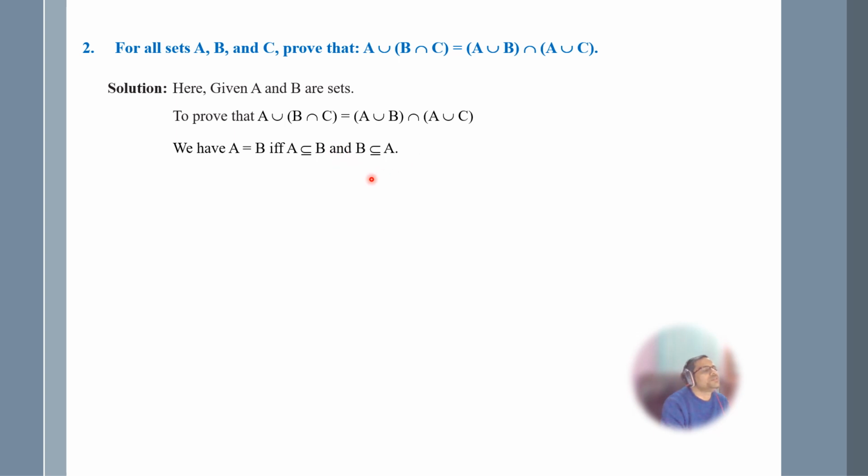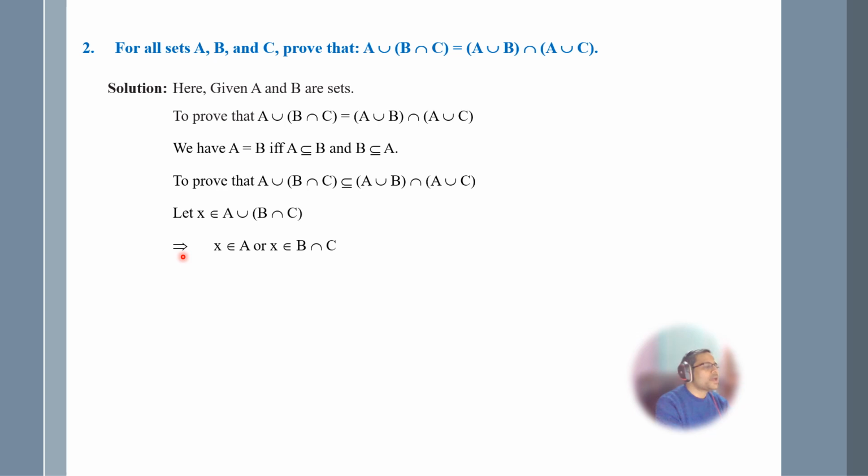of B and B is a subset of A. Or if two sets are subsets of each other, or one is a subset of the other and the other is also a subset of the one, then we can say that they are equal to each other. So using this axiom, for that, let us suppose x belongs to the whole left hand side. Here x belongs to the whole left hand side, and this implies that x belongs to A or x belongs to B intersection C.